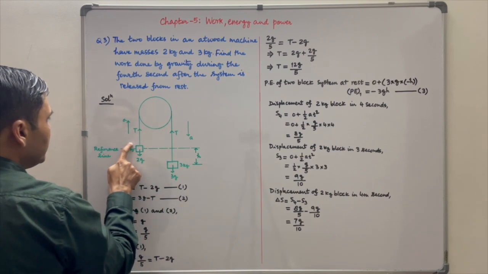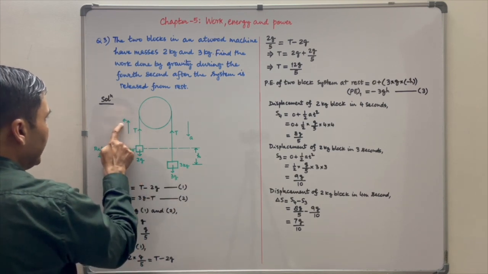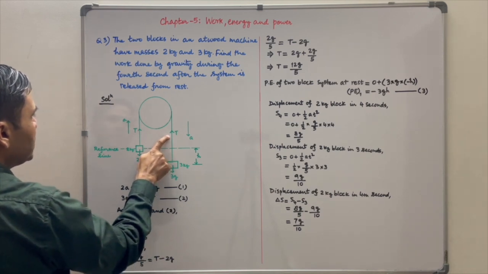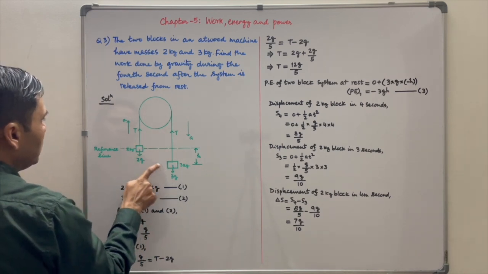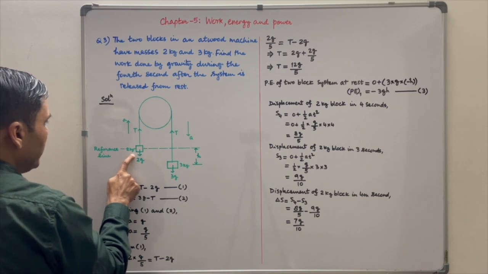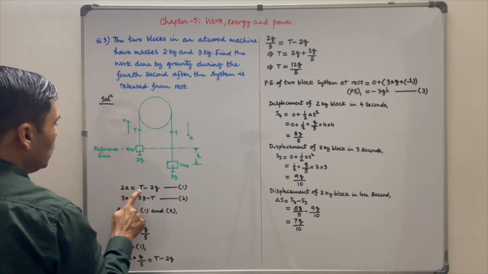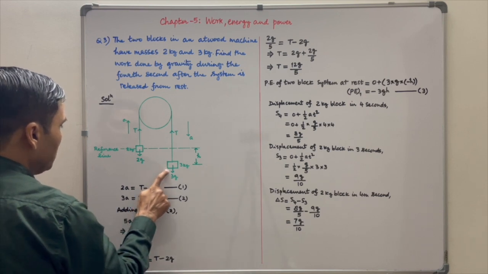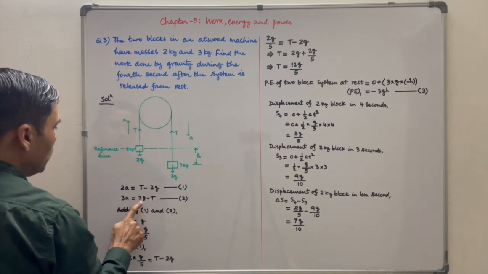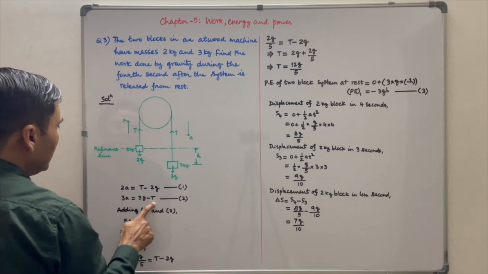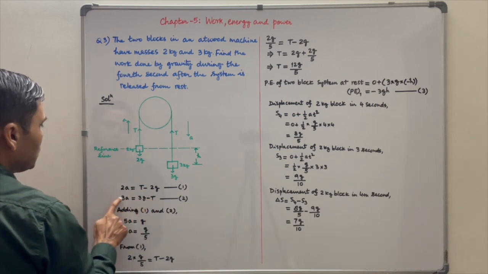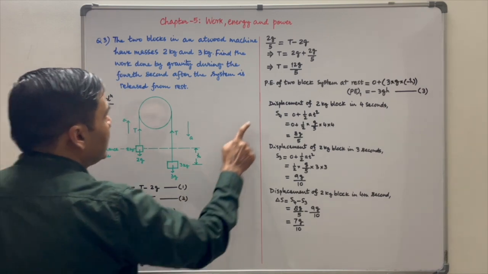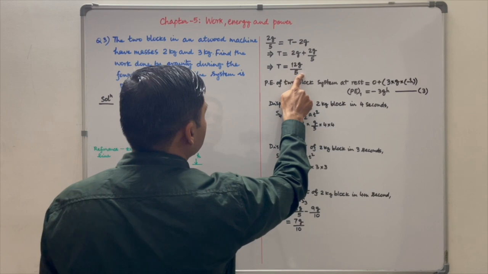Suppose acceleration of these two blocks is given by A and tension in the string is T. So we can write equation of motion of these two blocks. For this block, equation of motion will be M1A is equal to T minus M1G. And for this block, equation of motion will be M2A is equal to M2G minus T. We can solve these two equations for A and T. A is equal to G by 5 and T is equal to 12G by 5.